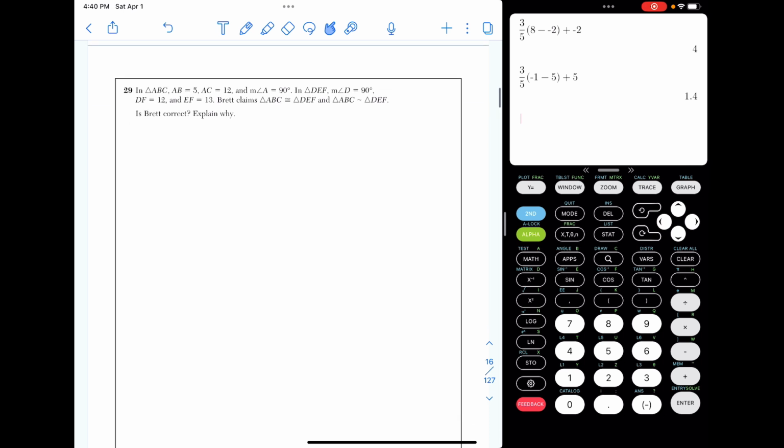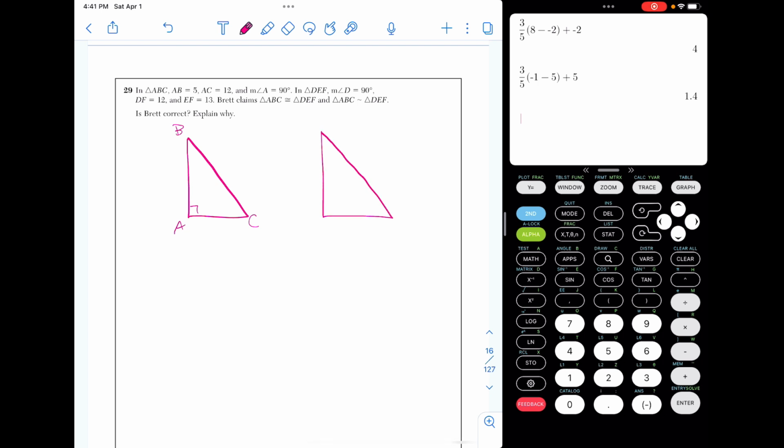All right, number 29. In triangle ABC, AB is 5, AC is 12, and angle A is 90. Then it gives us some information about triangle DEF. Brett claims the triangles are similar and congruent, and we want to figure out if Brett is correct. I would say absolutely we need to draw a picture to figure this out. So let's draw triangle ABC, and it tells me that A is 90, so I know I'm looking at a right triangle here. And then I have triangle DEF, where D is a right angle, and E and F are drawn.